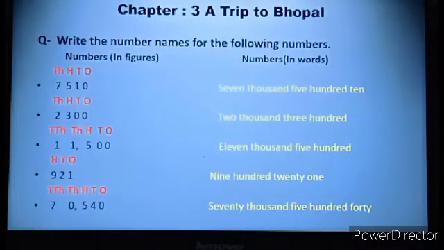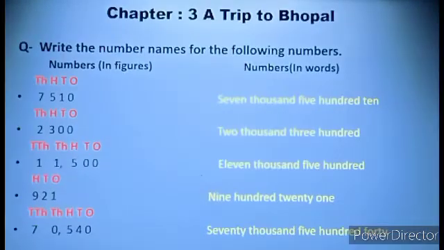So our first exercise is: write the number names for the following numbers. The number in figures is given first, and on the opposite side the number in words is to be written. The first number given is 7510. How can you write the number? First you have to write the places on it, so you can read the number very easily. So we write the places first.